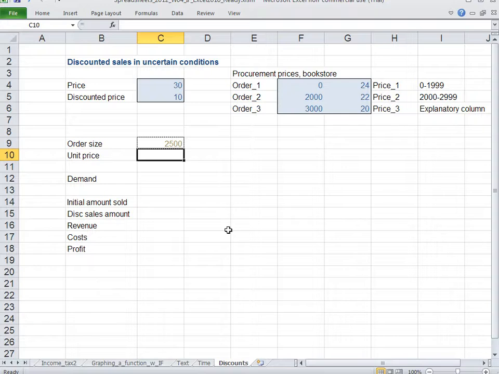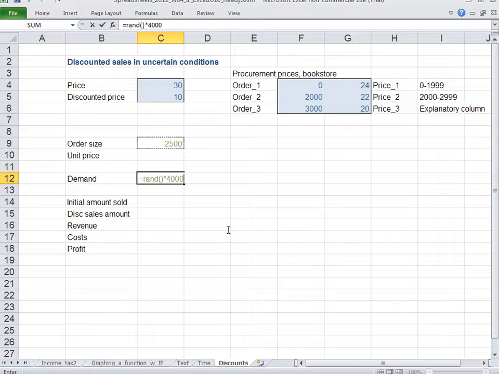Now the next thing is to show how big the demand was. And let's say that we're going to use random numbers again. This is just in order for us to be able to really quickly play around with our bookstore and see different results coming out. So what we're gonna do is write equals RAND. Remember, this gave us a number between 0 and 0.999. Then we're gonna do times 4,000.